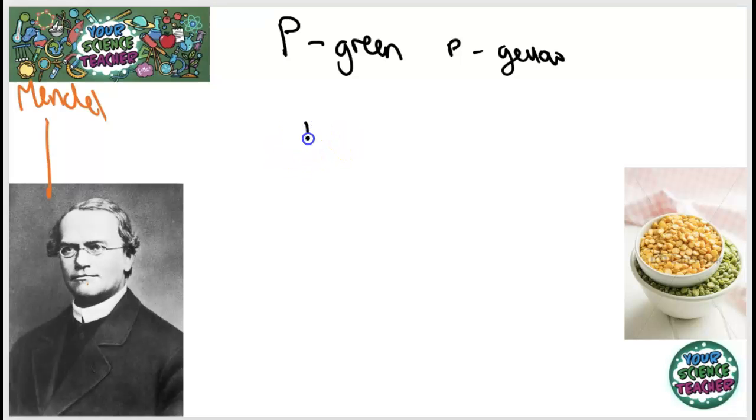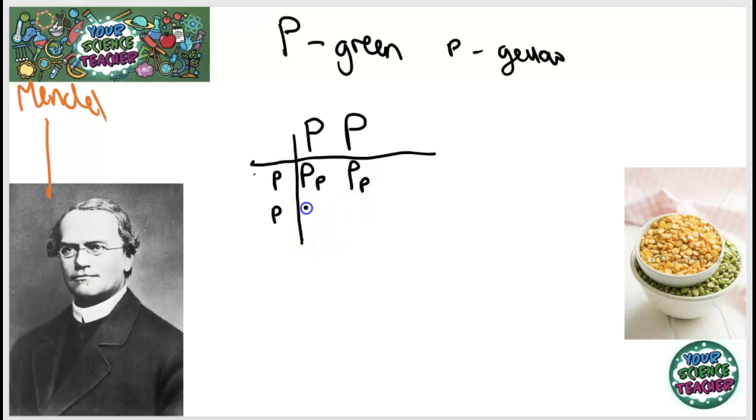Mendel investigated genes in peas by breeding the two colours. What he did was he took green peas, which had the genotype of PP, and he bred them with yellow peas, which had the genotype pp, small. You can see which one is dominant and which is recessive from the capital letters. And what he found out was he ended up with children that were all green, but when he bred the children together, he could end up with yellow peas.